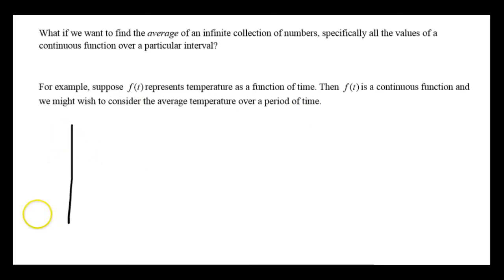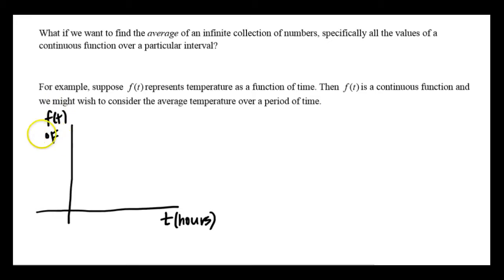Just going to go ahead and draw an xy plane, or in this case, a t, f of t plane. On the horizontal axis, I'm going to have t, and let's say my time is in hours. And this function, f of t, represents temperature, so let's say the units on the vertical axis are degrees Fahrenheit. I'm just going to draw any function here. Let's say my temperature function looks like this. So this is f of t.